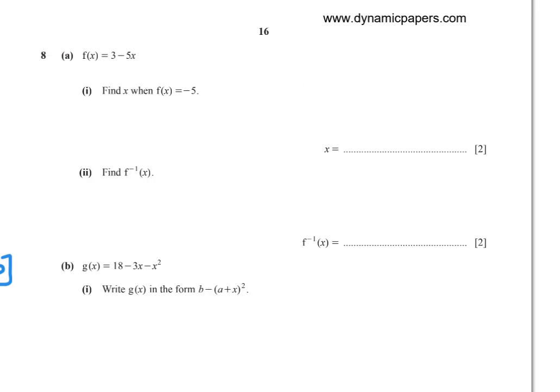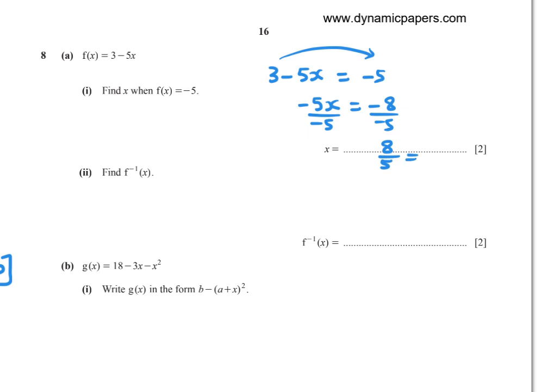Number 8, f(x) equals 3 minus 5x. Find x when f(x) equals negative 5. So this means 3 minus 5x equals negative 5. Now solve for x. So 3 goes to the other side as negative. So negative 5x equals negative 8. Divide by negative 5. So x equals 8/5 or 1.6.